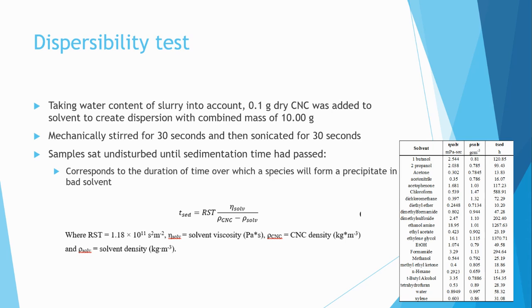Then these samples sat undisturbed until the sedimentation time had passed for that solvent. The sedimentation time corresponds to the duration of time over which a species will form a precipitate in a bad solvent. We can see the equation to get the T-sed value below. I have also listed the solvent sedimentation times for this particular study to the right. You should note that the sedimentation time will change depending on the nanoparticle density and solvent properties.